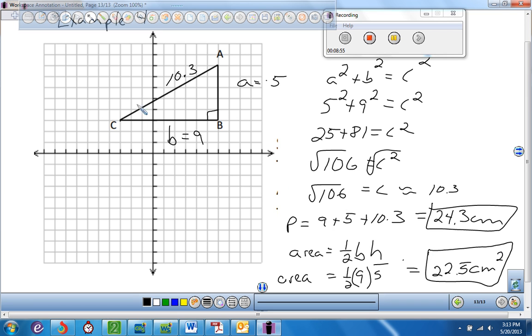Okay, so perimeter, again, is the distance around. We use the Pythagorean Theorem to come up with the hypotenuse distance, and then we just added all that up to come up with the perimeter.